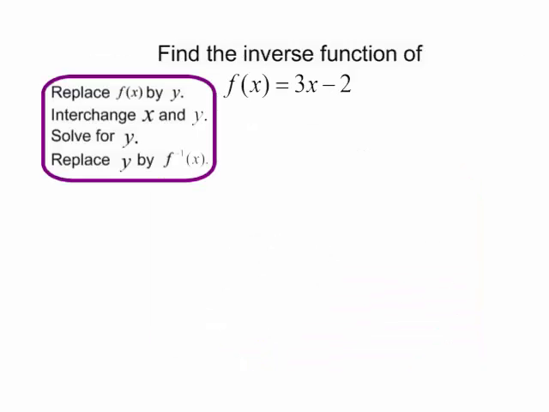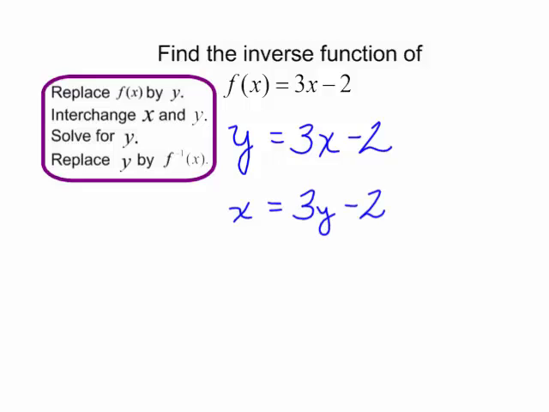Let's get to work. I have the function f of x is equal to 3x minus 2. I will replace the f of x with y. And now I'm going to swap the x and y. I am swapping my domain and my range. So I will have x is equal to 3y minus 2. I will now solve for y.